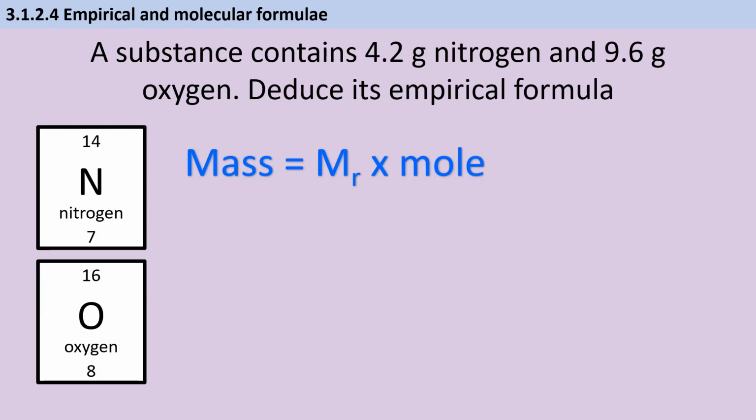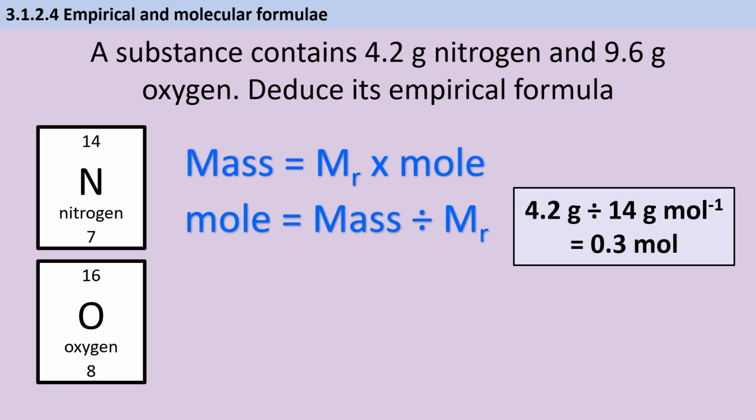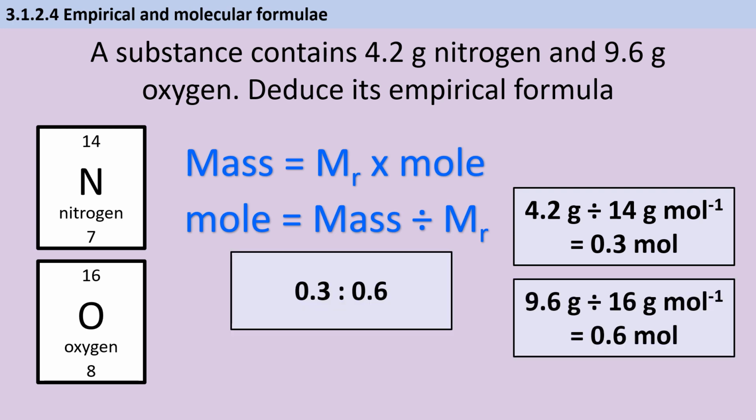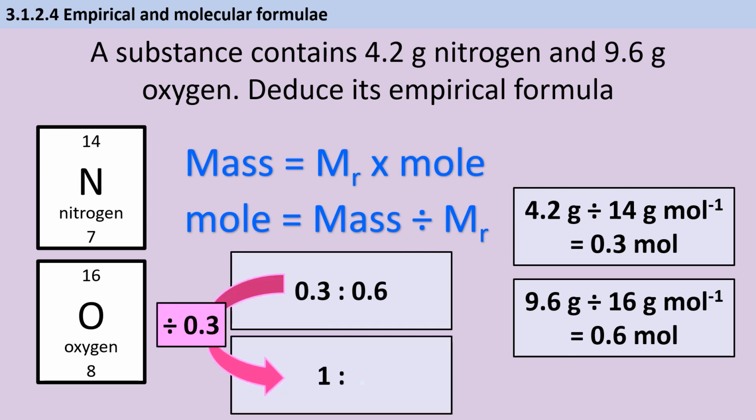To calculate empirical formulae from mass data, we start off by using mass = Mr × moles to work out how many moles of each element we have. You rearrange your equation, and then we work out that we've got 0.3 moles of nitrogen and 0.6 moles of oxygen. Then we put those together in a ratio, and then we need to convert this to the simplest whole number ratio, which we do by dividing by the smaller of the two numbers. So here I divide the left side by 0.3 and then the right side by 0.3. Don't fall into the trap of dividing both sides by themselves, because then you'll just get 1 to 1.